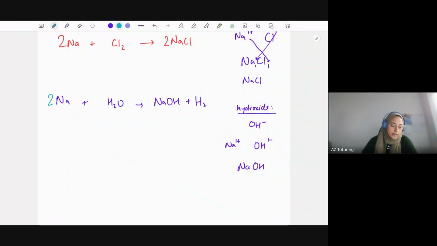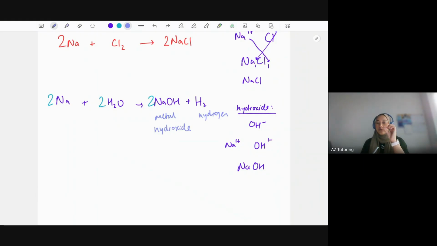So you stick a 2 there, put a 2 here and put a 2 here, but you'd have to list everything down in order to be able to balance that. So remember, when you're reacting metal and water, you get a metal hydroxide and you get hydrogen. And remember, this hydrogen is flammable.